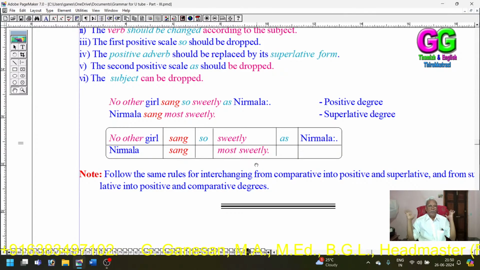Nirmala sang most sweetly. So, okay, my students, regarding interchanging from comparative into positive and superlative, and superlative into positive and comparative, the same rules we have followed here apply. If you want to know more clearly, go to the previous lesson. There is comparison of adjectives. Go there.